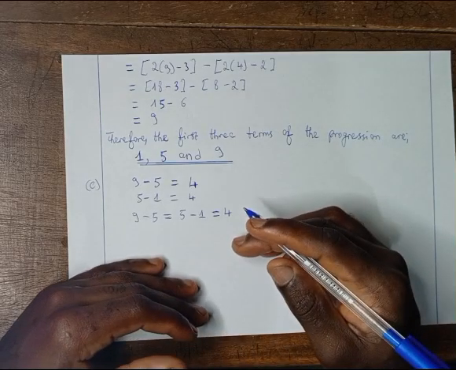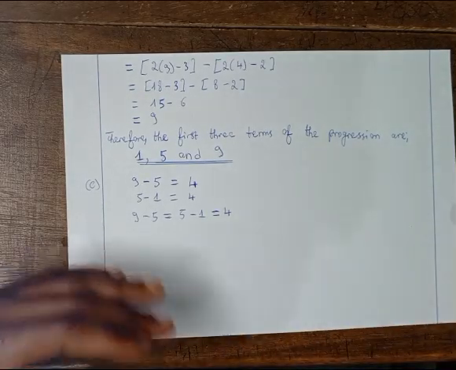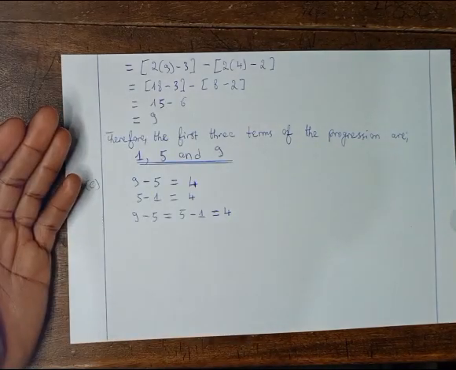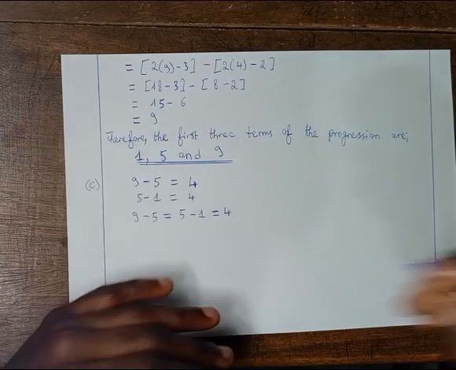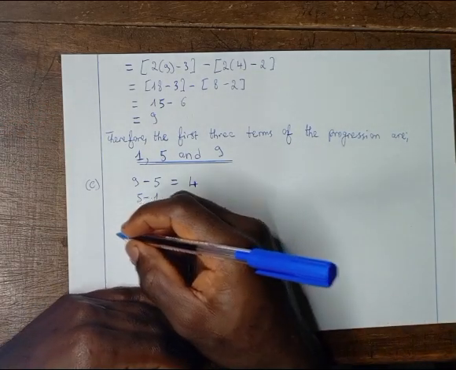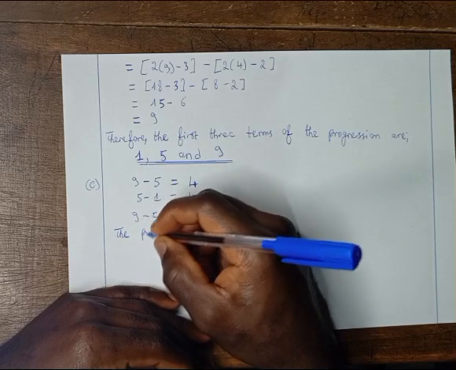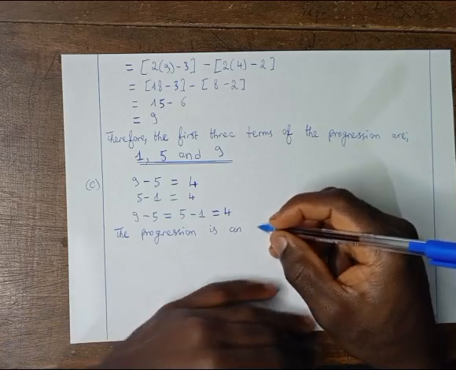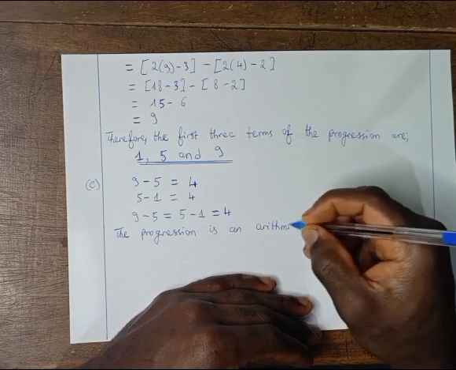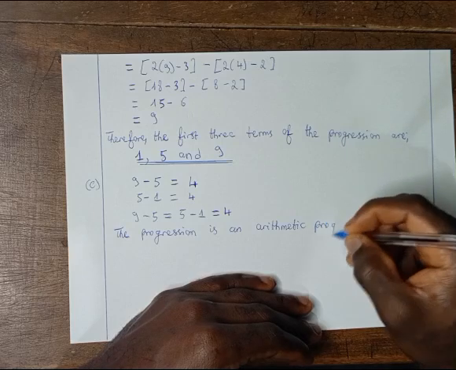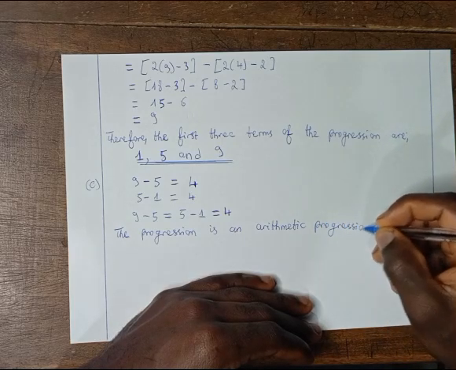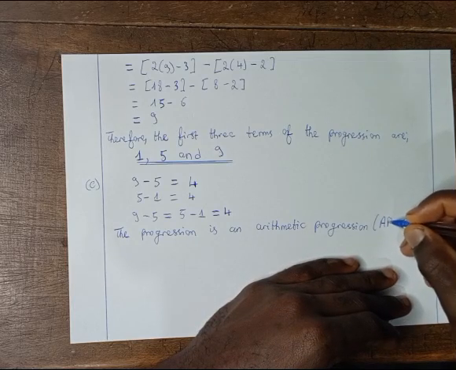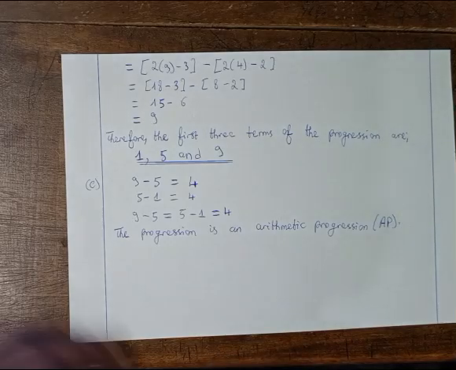In this case, we conclude that this progression is an arithmetic progression since there is addition of a constant, which is 4. We denote an arithmetic progression by making use of A.P.